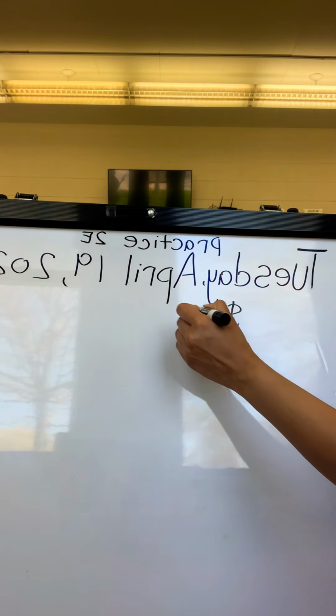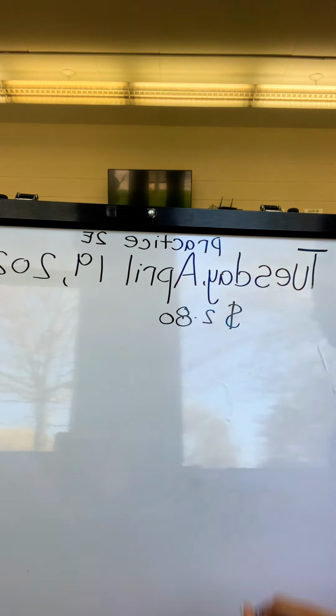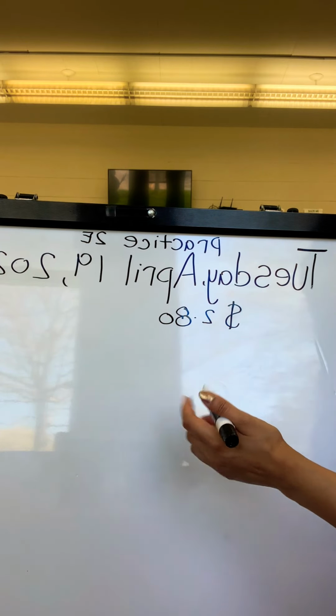Okay, so question 5 is Mr. Friedman bought 5 storybooks at $2.80 each. He gave the cashier $20. How much change did he receive? Okay, so there's 5 storybooks at $2.80 each. So that means if it's $2.80 each, 5 would be more or less? They would obviously be more, right?